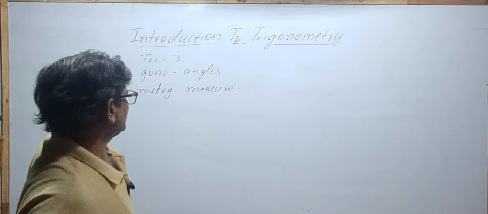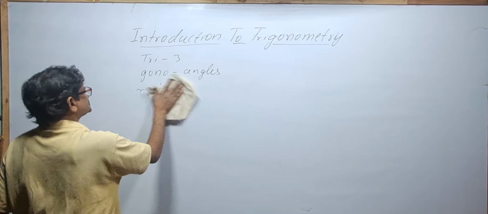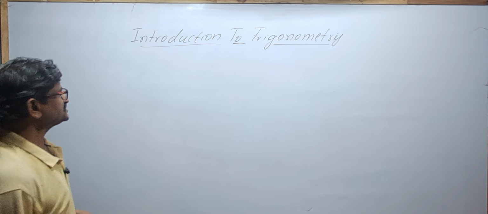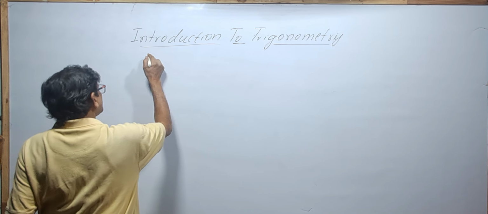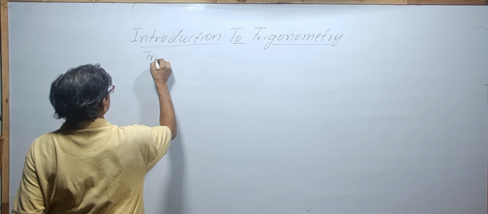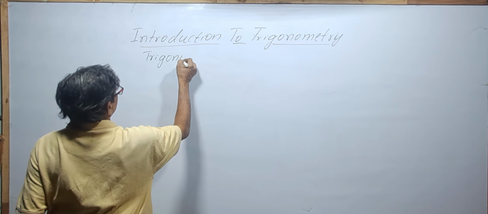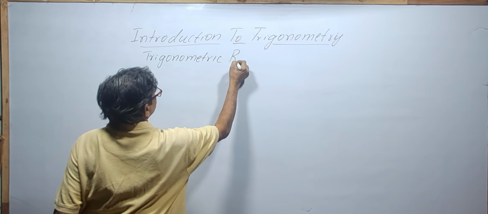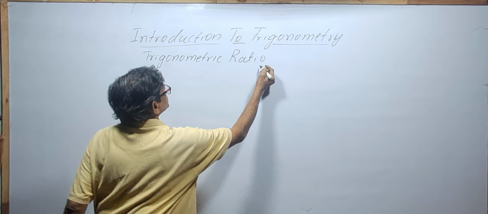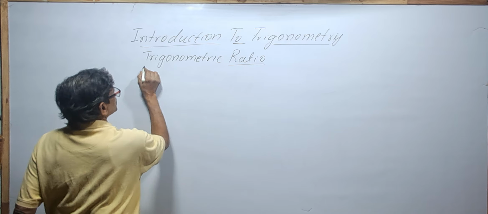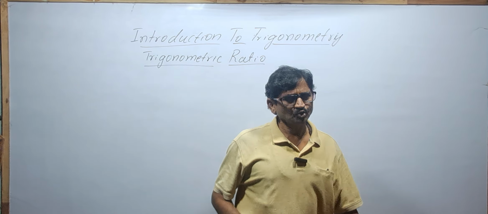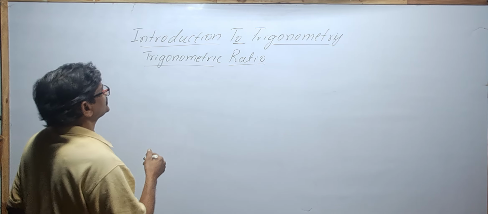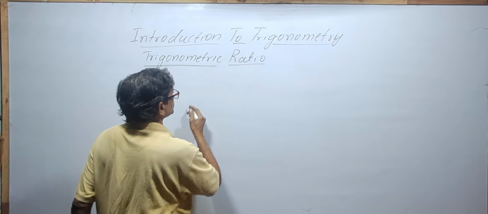To study that, there are some terms. The first term is trigonometric ratios. This is the basic concept we need to know. It is the basic of trigonometry.